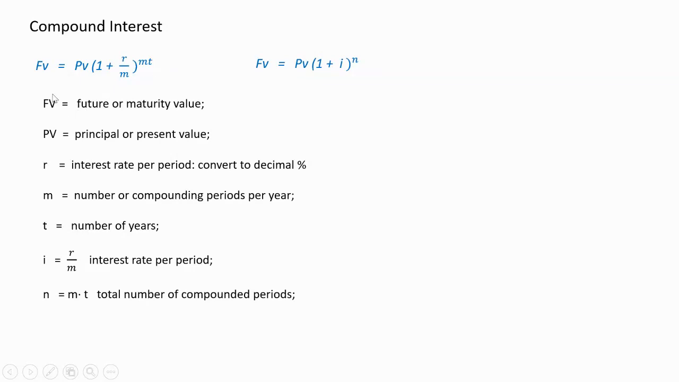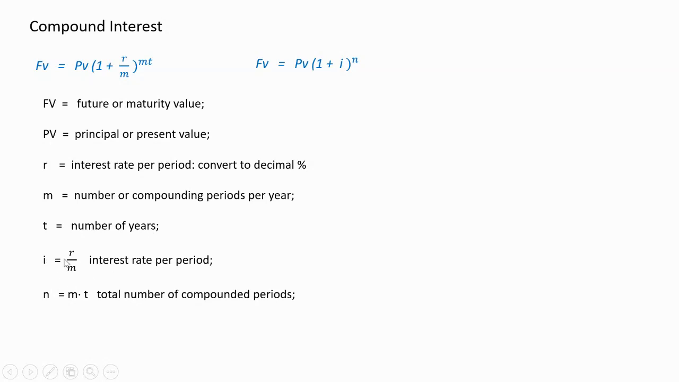Now, let's see what every variable means. The FV stands for future or maturity value. The PV stands for principal or present value. The r stands for interest rate per period converted to decimal. This is the only thing that's different now, okay? This and the i and the n. But the m means number of compounding periods per year. Right now, I'm going to show you the key words for the value of the variable m. But the time is the same, number of years.